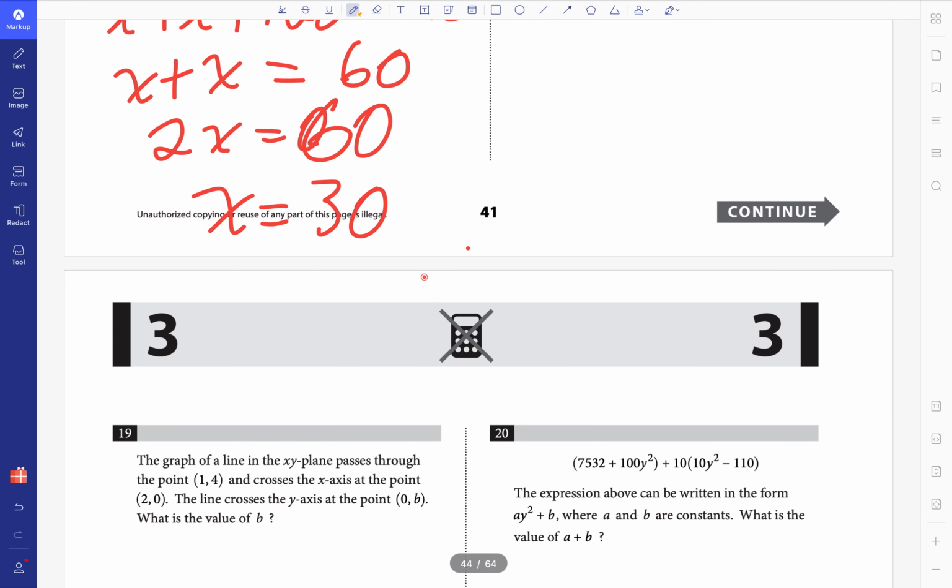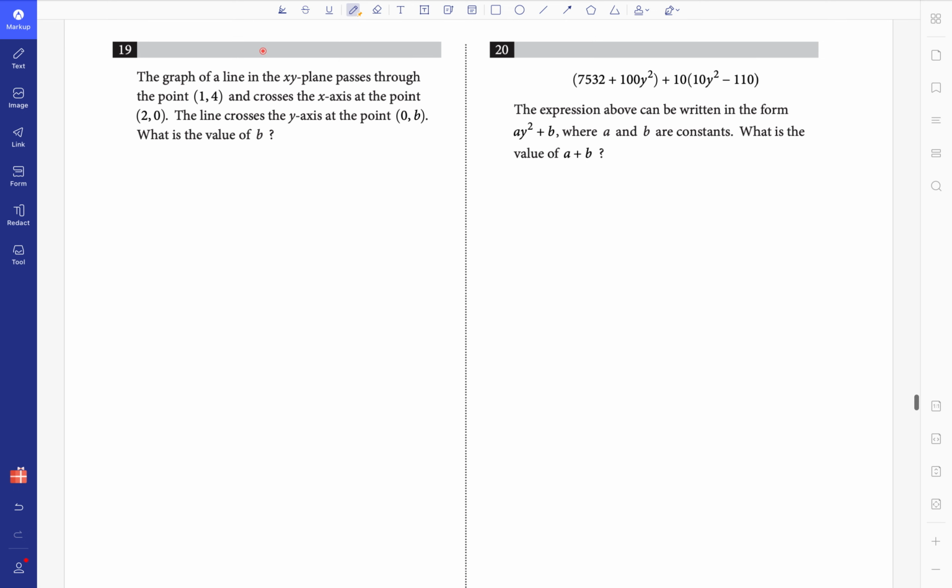Now let's go to number 19. The graph of a line in the xy plane passes through the point 1, 4 and crosses the x-axis at the point 2, 0. The line crosses the y-axis at the point 0, b. What is the value of b?